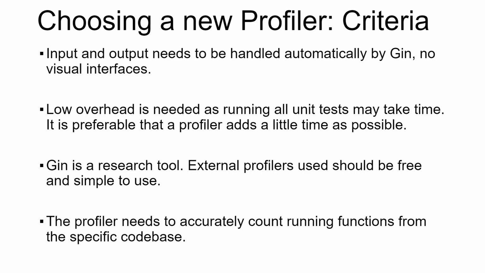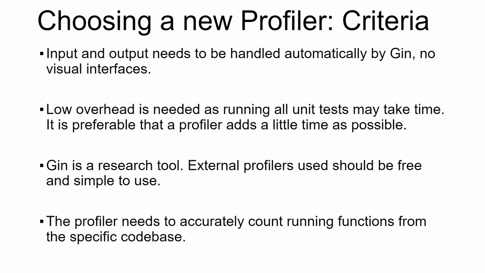A few more criteria. Input and output needs to be handled automatically. Obviously, this is a genetic improvement framework. It runs automatically. You plug your program in, you run Gin, and it works its magic. We shouldn't need a researcher or a user to manually be putting in hot methods or manually be checking output. So there shouldn't be a visual interface to our new profiler.